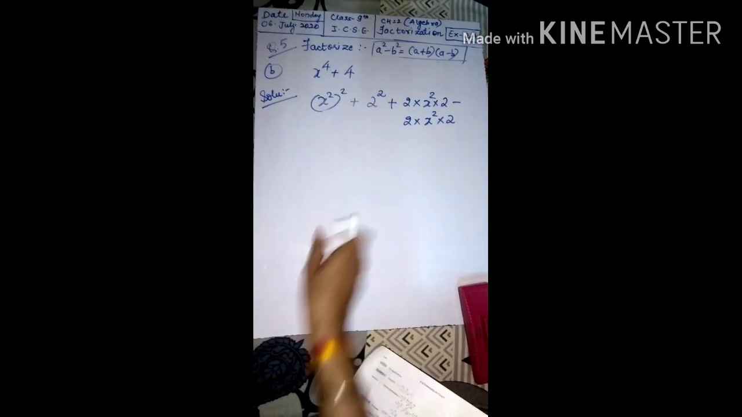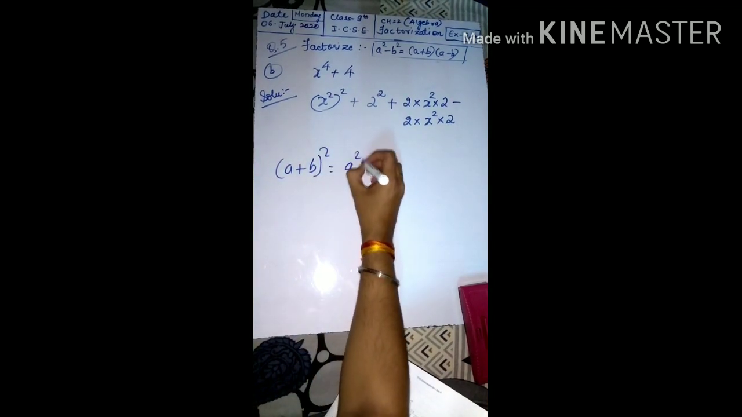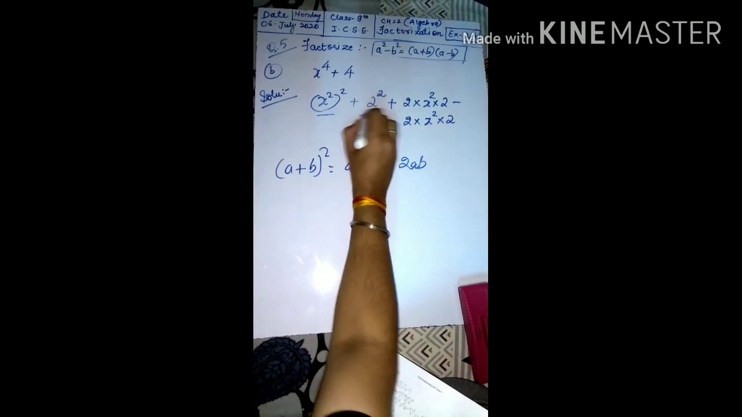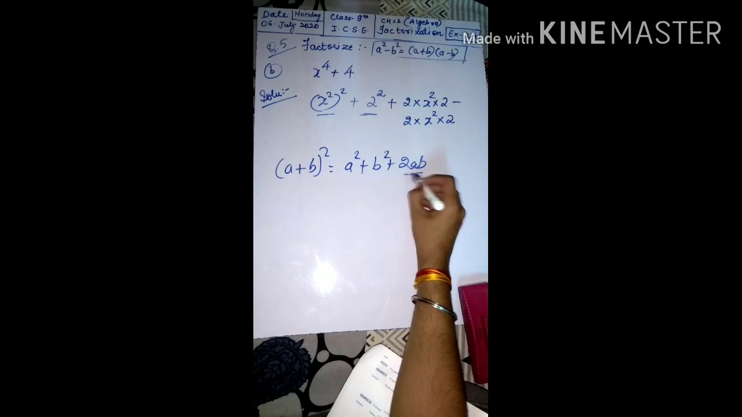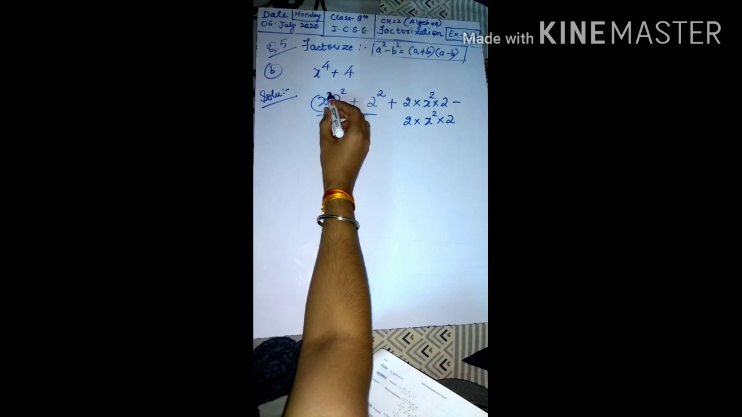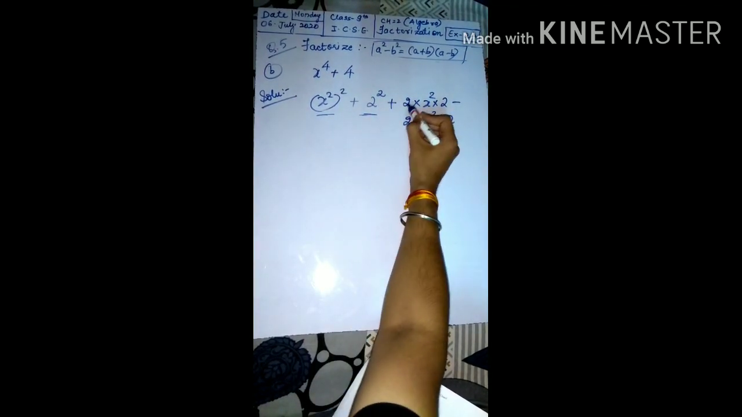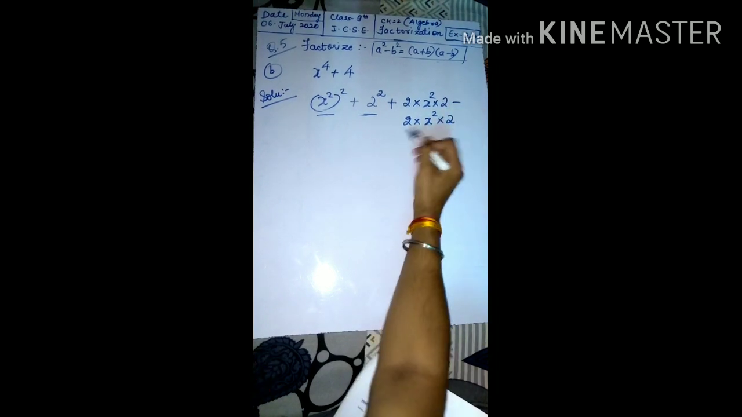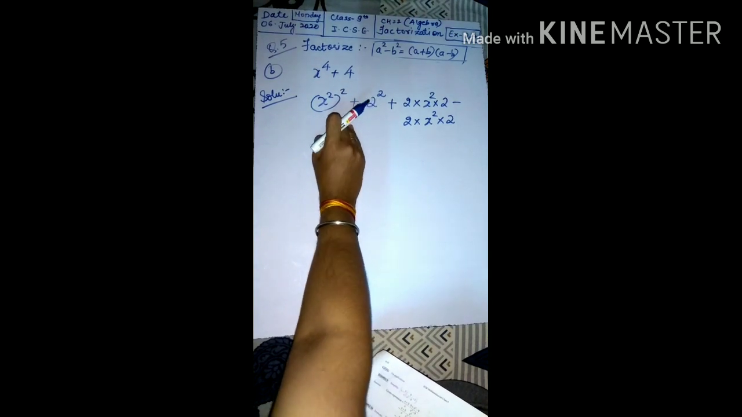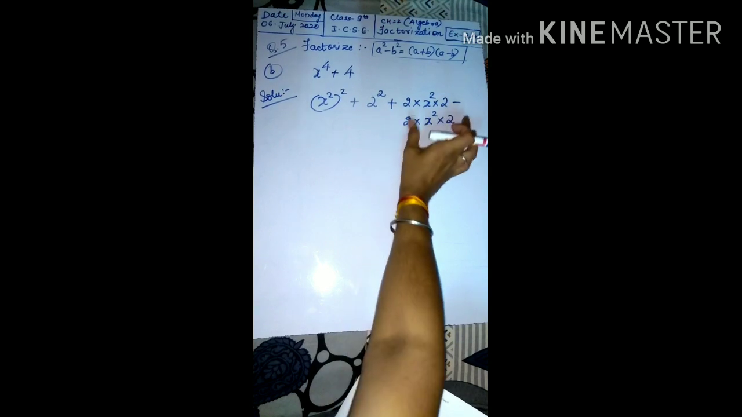As we know, for a plus b the whole square we have a square plus b square plus 2ab. We have the square terms, but we don't have the 2ab term. So if we consider x square as a and 2 as b, I'm adding 2ab and subtracting 2ab also. In this particular step, what we are doing, and you also have to do, is add and subtract.